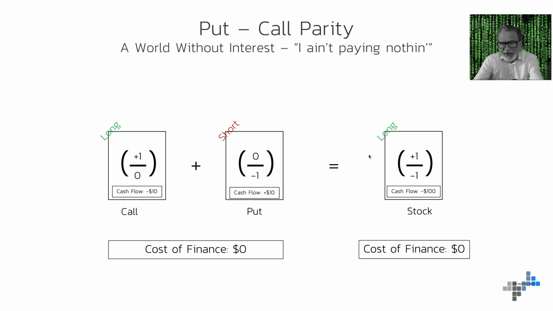Can they have a different price? No, they can't, because otherwise arbitrageurs would come in, would sell the one, buy the other, and they would do that so many times until the price eventually evens out again and you arrive at this relationship again.